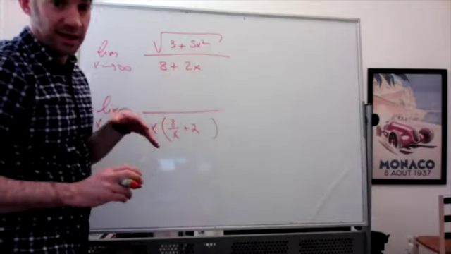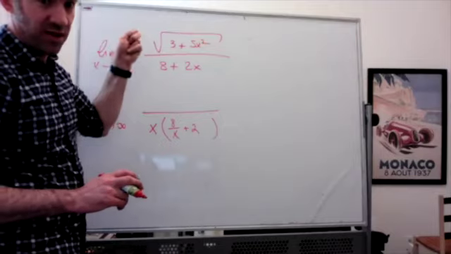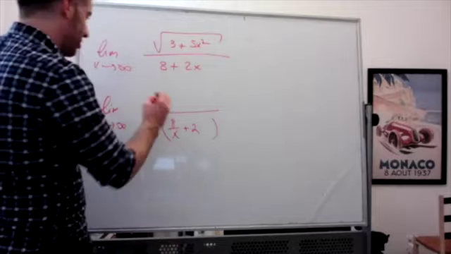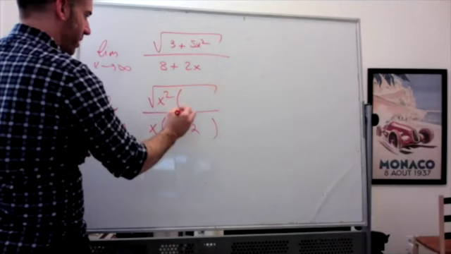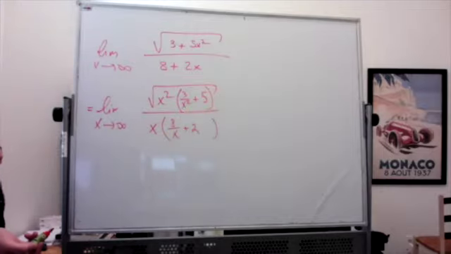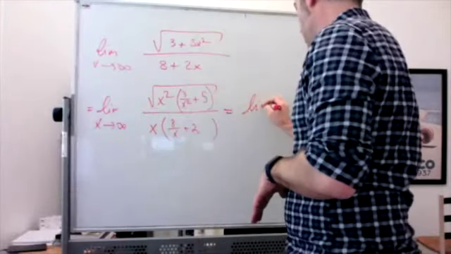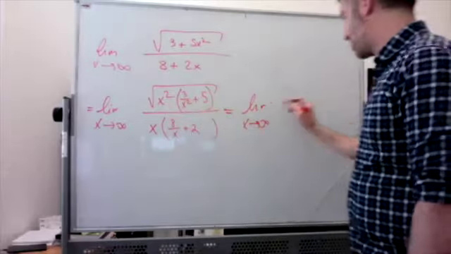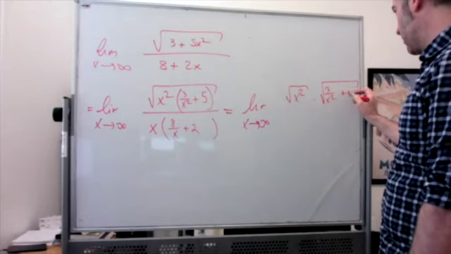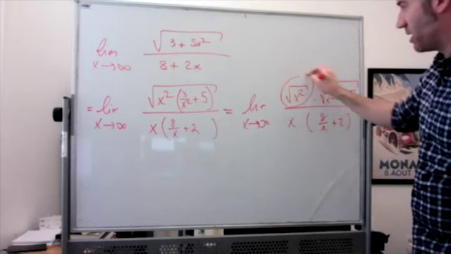Now, in the denominator I factor out an x, so I'm going to try to factor out an x in the numerator. But inside the square root, x is like the square root of x squared. So I'm going to factor out an x squared from there, and I'm left with 3 over x squared plus 5. And if we multiply the x squared back through, we get 3 plus 5x squared. Now here's the thing. This is equal to the limit as x goes to infinity of the square root of x squared times the square root of 3 over x squared plus 5 over x times 8 over x plus 2. And this is where things get funky.